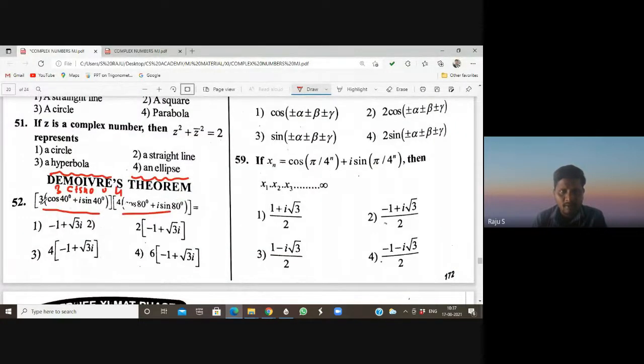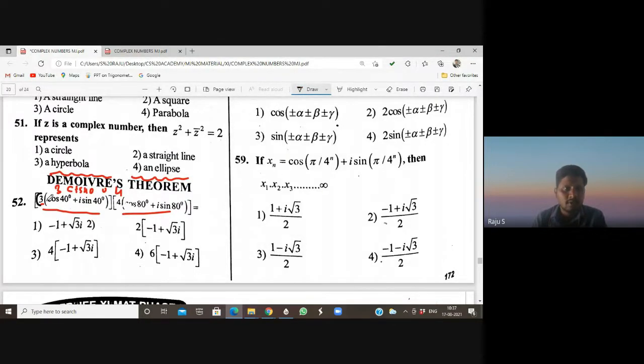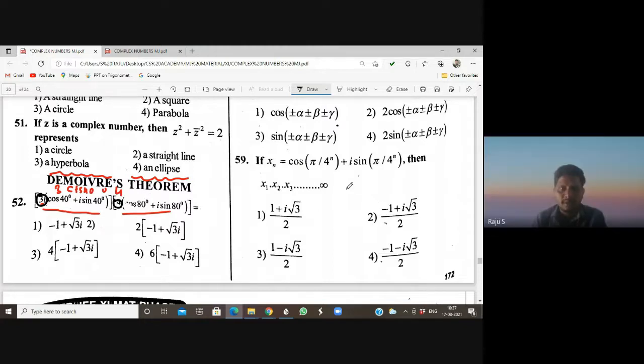So here 3 into 4. What about 3 into 4, students? Yeah, 3 into 4 is 12. This is cis 40 into cis 80. Cis 40, this is in the form of cis theta 1 into cis theta 2.